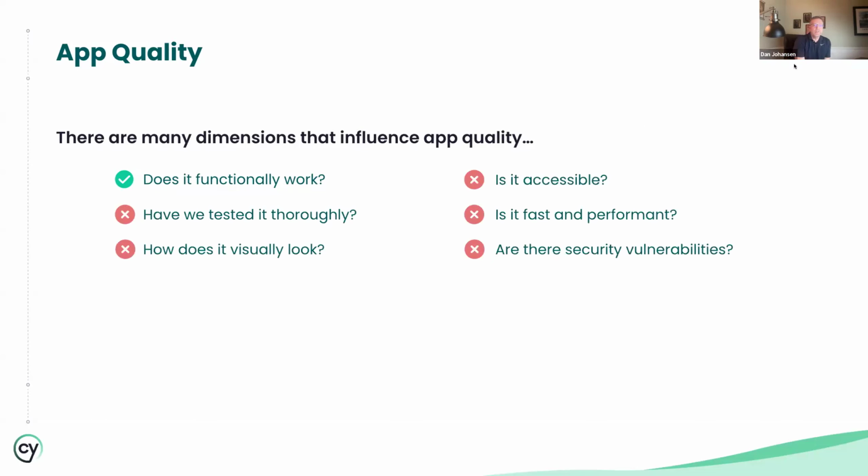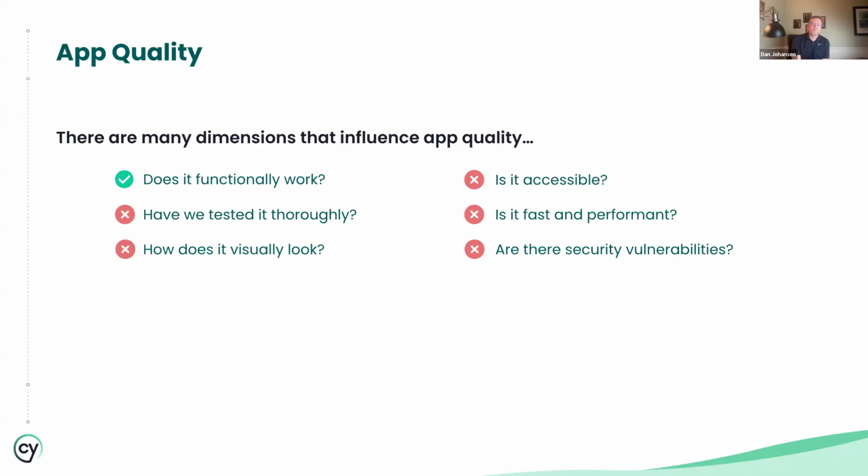So I know that it needs to be functionally correct, but how do I know that? Have I tested it thoroughly? Have I covered all the permutations? And if I haven't, how confident am I that my customers are not going to run into an issue? How does it look visually? Has it changed over time? What is my application? How is it comprised? What are the different pages? How does it flow? Is it accessible?